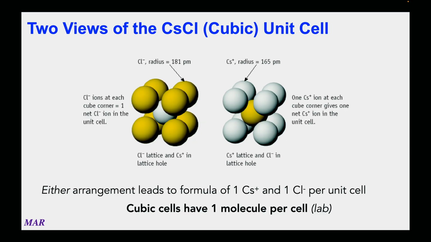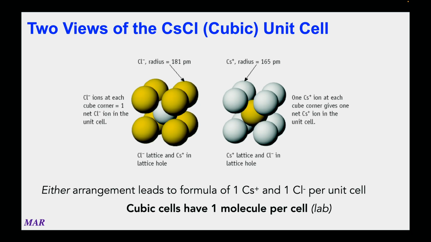Here's another view of the cesium chloride cubic unit cell. Now on the left-hand side, the chlorides are in the corner and cesium is in the middle. In these pictures, chloride's kind of a gold color. Cesium is still kind of gray. But on the right-hand side, this is more like what I showed on the previous slide. Cesiums are in the corner and chloride's in the middle. So you can represent cesium chloride in either method.